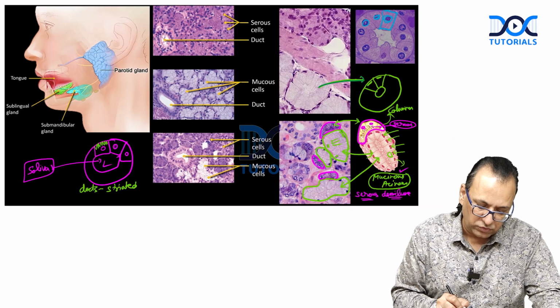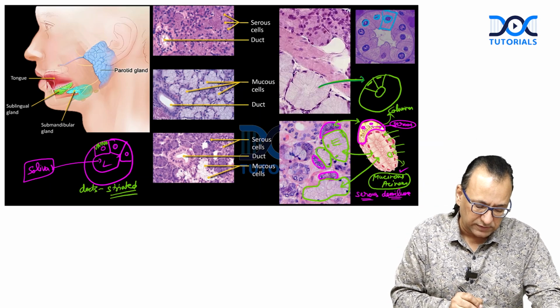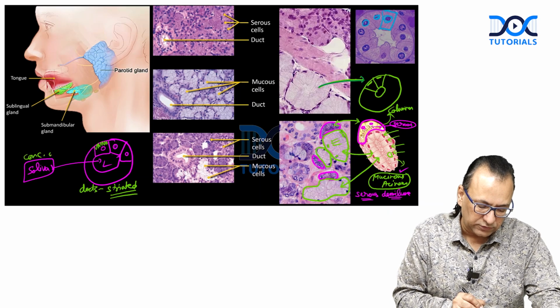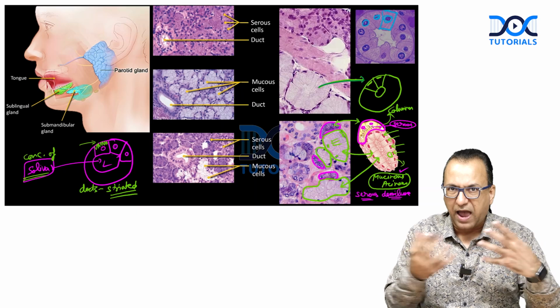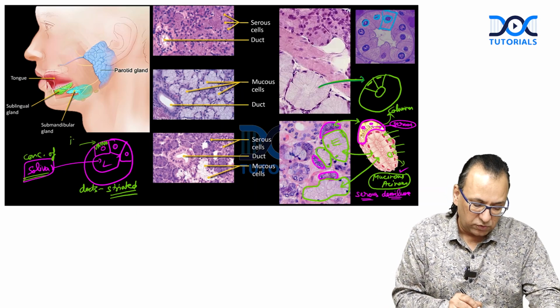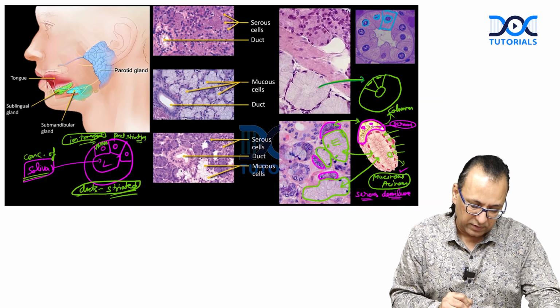Now, what is the use of having the basal striations? That is for the concentration of saliva. In the basal striations, there is some ion transport happening. Because of that ion transport happening at the basal level, there are the basal striations, and that makes the duct striated. Ducts are striated.